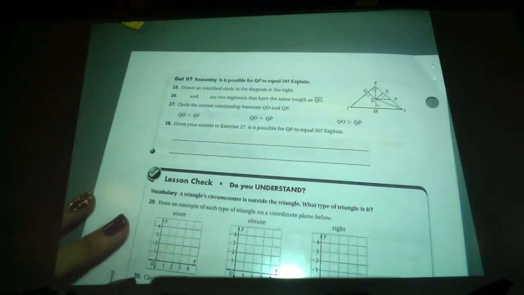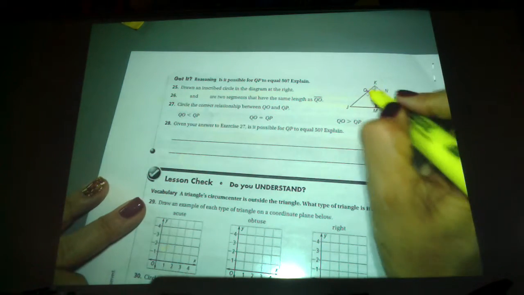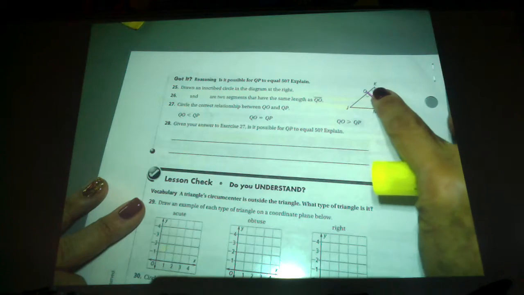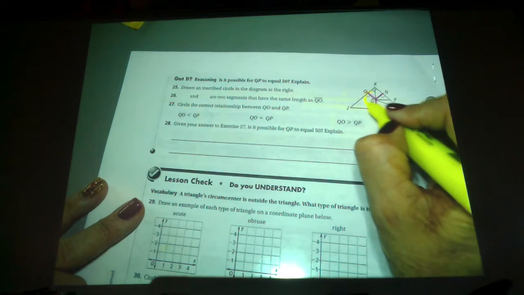So 25 wants you to draw an inscribed circle in the diagram to the right. Inscribed means inside the triangle. So you wouldn't draw it outside the triangle, we're going to draw it inside the triangle. I see already 3 distances from Q to the sides of the triangle. We're going to use those as the radii, and I can see that that's an angle bisector and that's an angle bisector. So if I draw this from here to here, that's going to be the third angle bisector. And so there's my circle inscribed inside that triangle. I did a pretty good job.